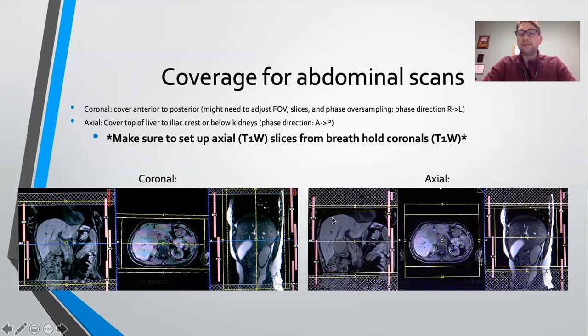But if it's a T2 and it's a non-breath hold and they're free breathing, the top of the liver might vary a little bit, might go up and down. There might be what I call bouncing of the top of the liver. So I need to put my top slice a little bit higher, just to make sure that as they're freely breathing, the top of the liver doesn't go above my slices.